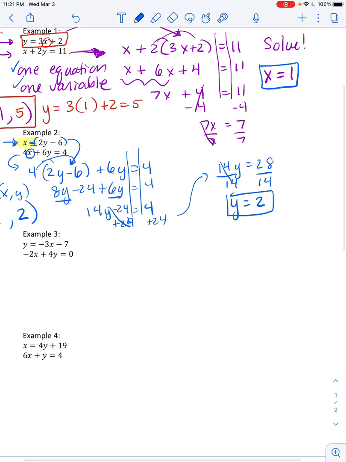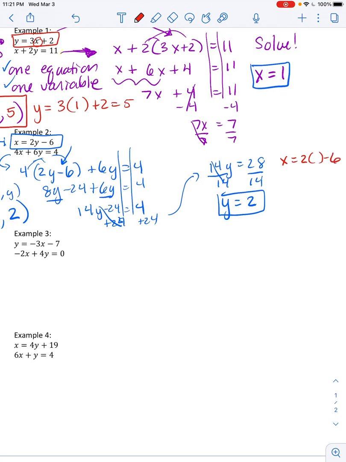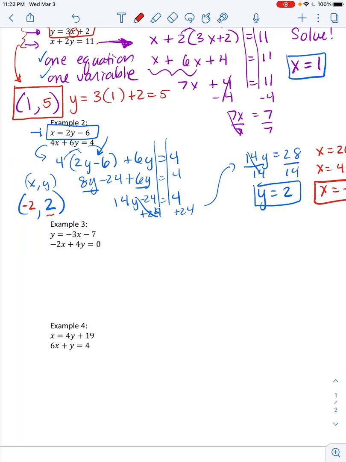And then to find x, I go back to my original problems and I look to see which one will be easier to plug into and get x. Well, that's going to be this top equation for sure, because it's straight up telling me x will equal 2 times whatever y is minus 6. Well, I just found a y value of 2, so I'm going to plug that in. Now x is going to equal 4 minus 6, so x is negative 2. So these two, the x equaling negative 2 and the y positive 2, that is my solution or coordinate pair that will make both of those equations true.